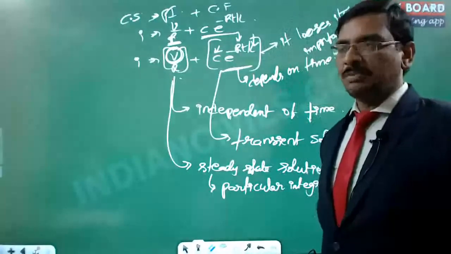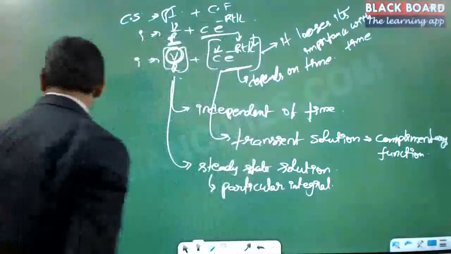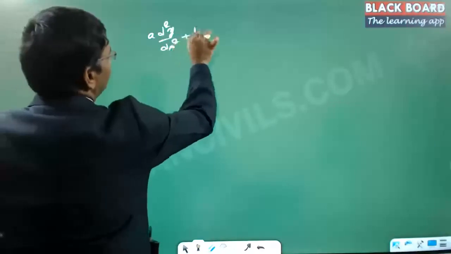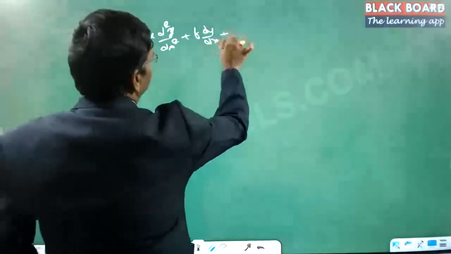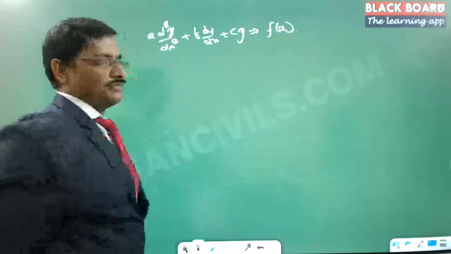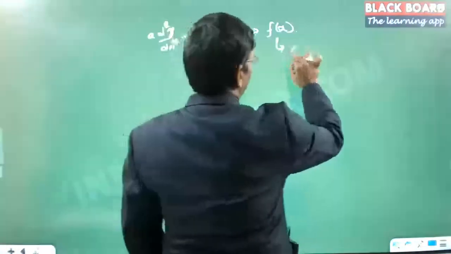Now we will solve that separately. How are we going to solve it? See this, suppose I have a into d square y by dx square plus b into dy by dx plus cy equal to f of x. So this is the differential equation. Now this is the source function.